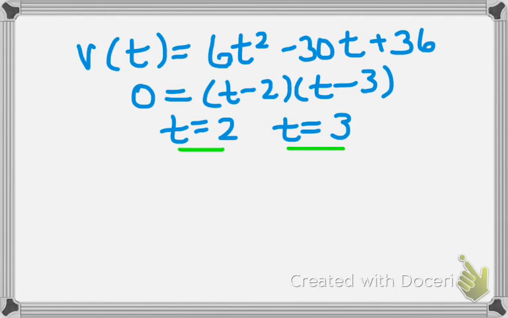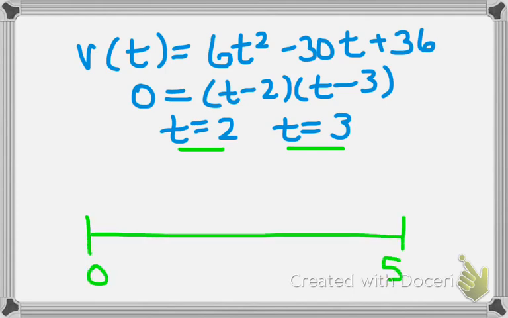Our function is only going between time equals 0 and 5, so I'm going to draw myself a number line that goes between 0 and 5. Put my 2 and my 3. And again, all we're going to do is test values and determine whether it's positive or negative. Anytime that velocity happens to be positive, we're moving to the right. Anytime that it is negative, we are moving to the left.